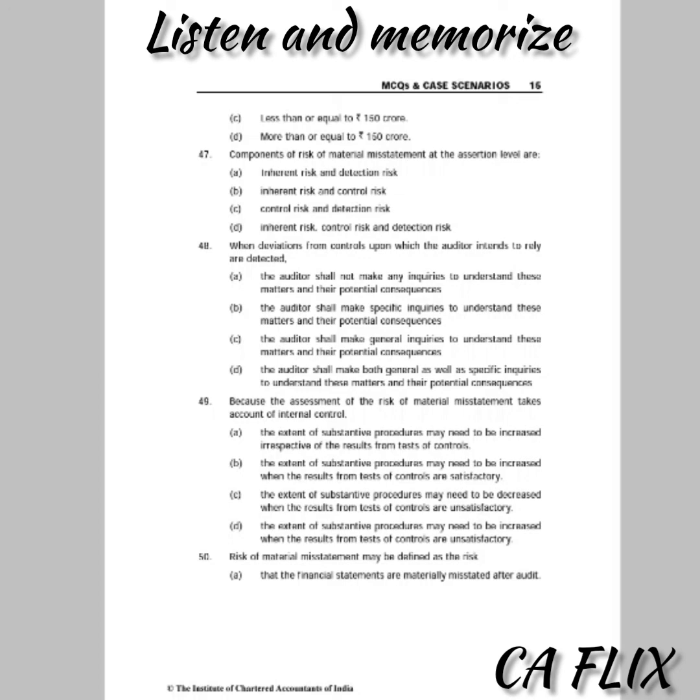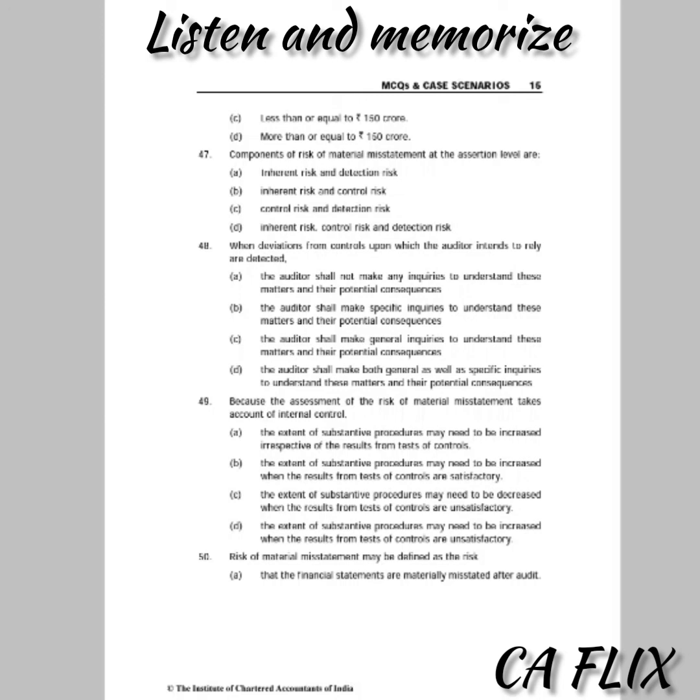Question 48. When deviations from controls upon which the auditor intends to rely are detected: Option A, the auditor shall not make any inquiries to understand these matters and their potential consequences. Option B, the auditor shall make specific inquiries to understand these matters and their potential consequences. Option C, the auditor shall make general inquiries to understand these matters and their potential consequences. Option D, the auditor shall make both general as well as specific inquiries to understand these matters and their potential consequences.